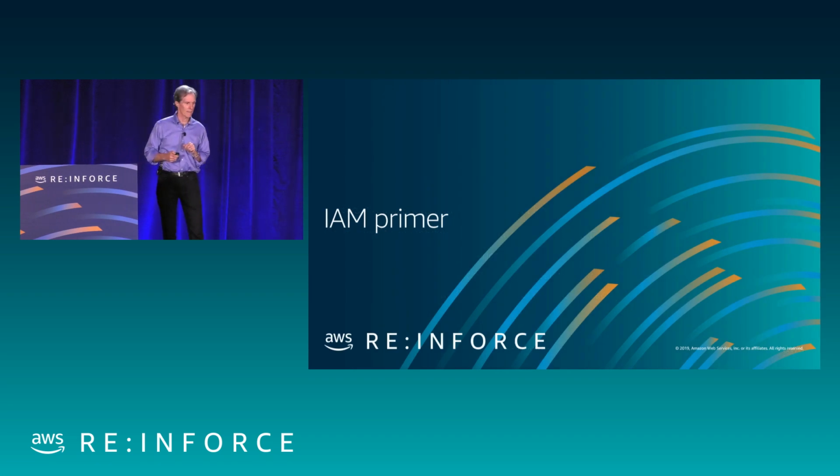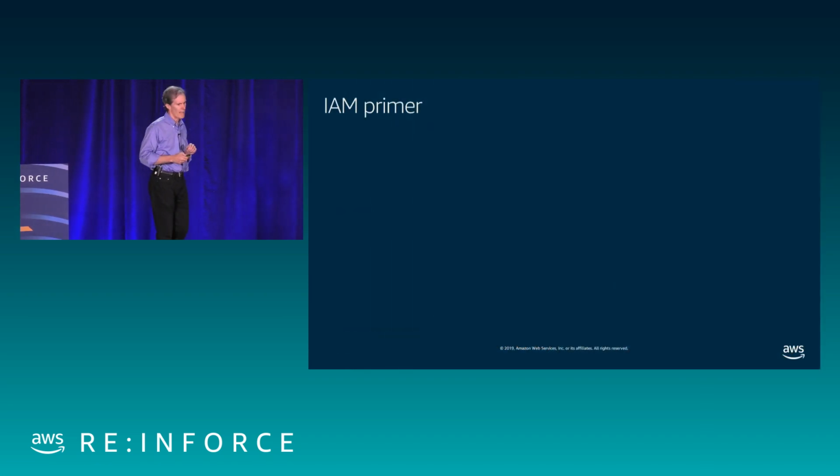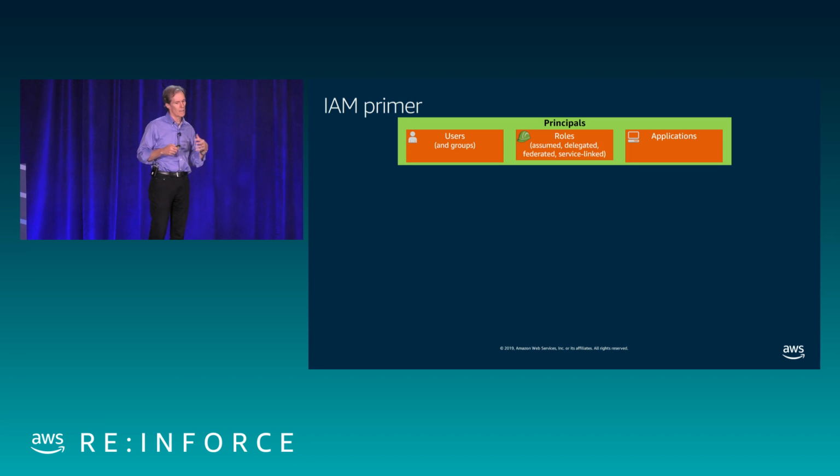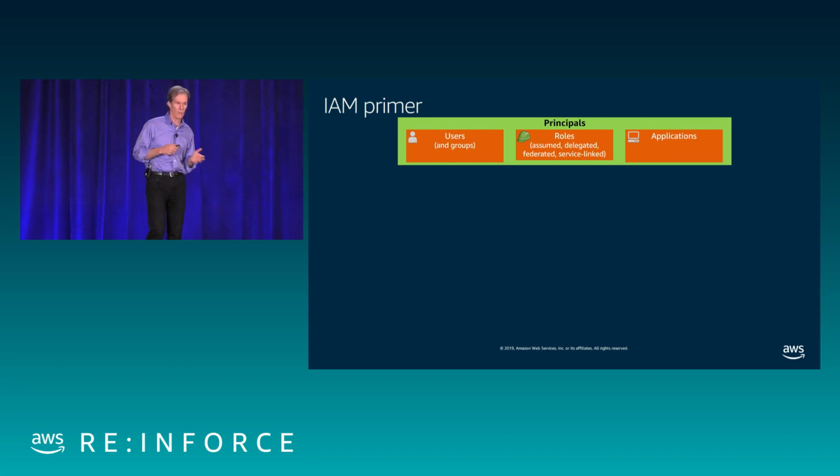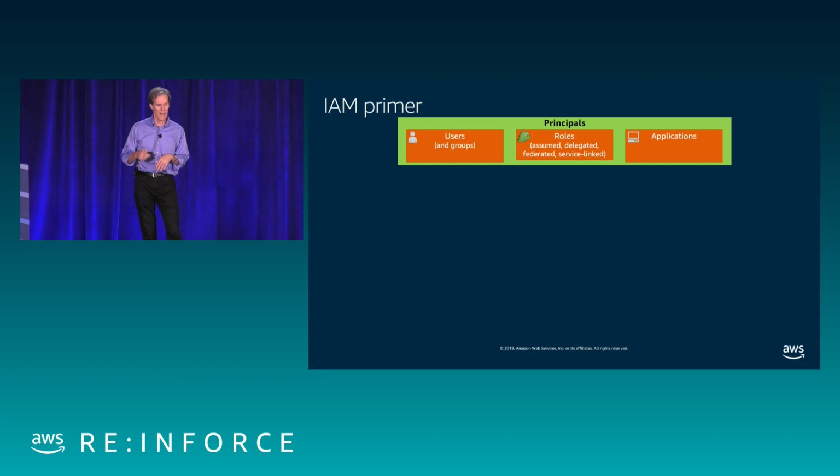So the first thing is, with IAM, you have the concept of principals. And principals are either users and groups, or they're roles. And roles are all kinds of things like assumed roles, delegated roles, federated roles, and service linked. Or there's applications. All of these things are principals.